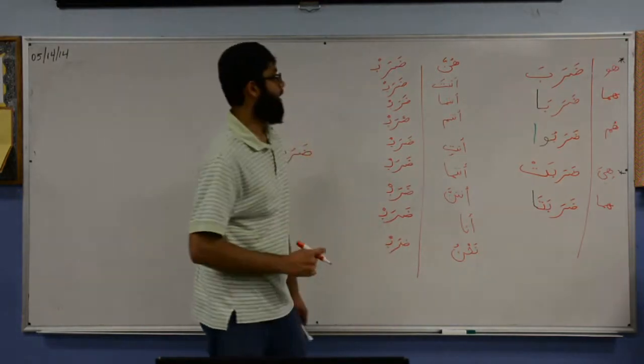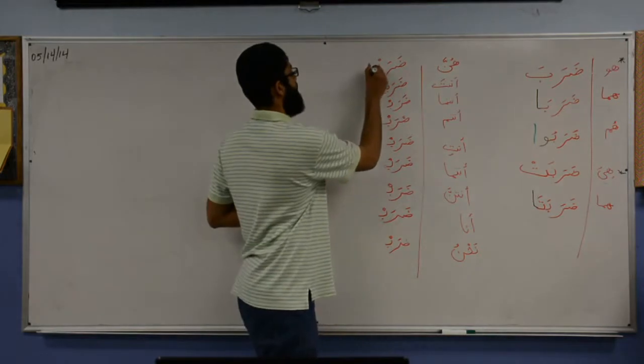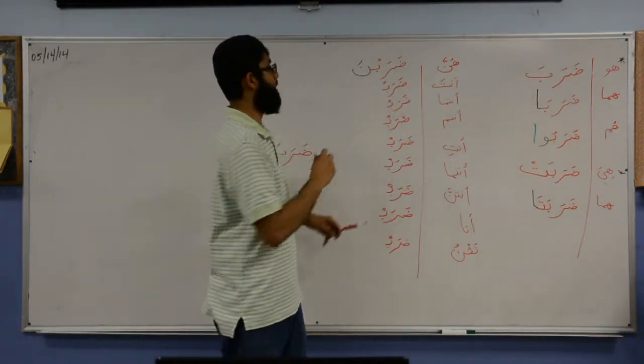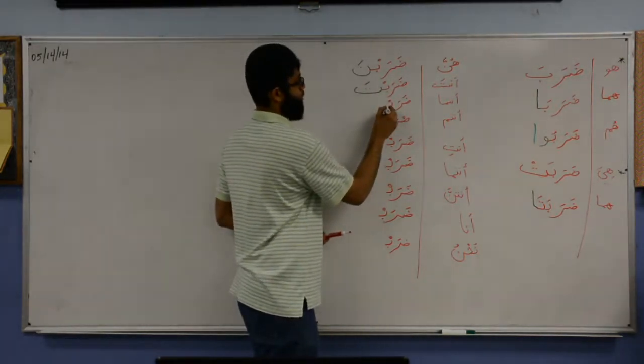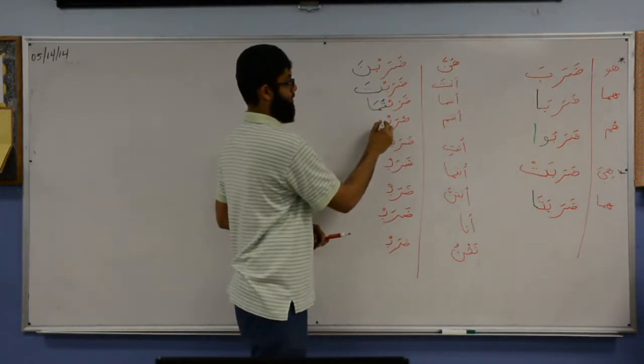Okay. All right. What am I going to add for hunna? Na, just a noon and a fatha. Darabna, that's my fa'il. Okay, for anta I'm going to add Ta. Darabta. Okay, for antuma, Tuma. Darabtuma. For antum, Tum. Darabtum.